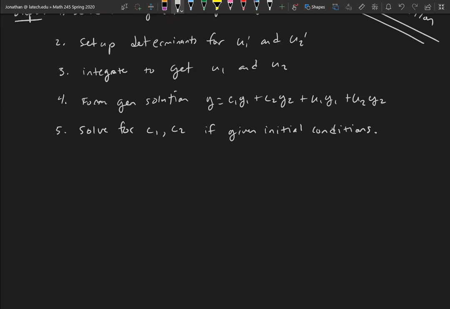Let's look at some examples. y double prime minus 3y prime plus 2y equals 1 over 1 plus e to the negative t.